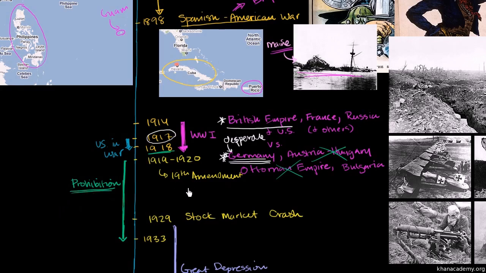But at the same time, the 19th Amendment was maybe a little less controversial. The 19th Amendment finally gave women the right to vote. And one of the arguments against giving women the right to vote before this time was, hey, only men are fighting for the country, only they have the right to vote, only they can be soldiers.